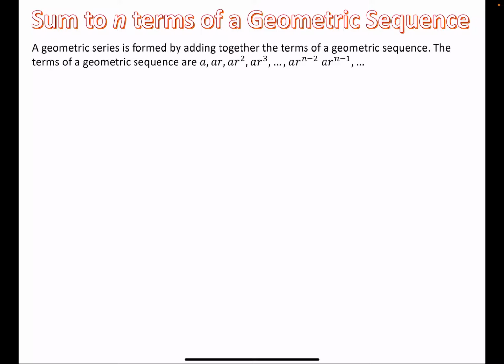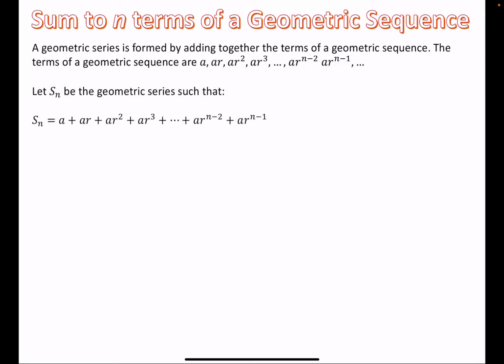So a geometric series is formed by adding together the terms of a geometric sequence. Did I say sequence? Geometric series? Anyway, the terms of a geometric sequence are a, ar, ar squared, and so on and so forth, okay? We're going to let Sn be the geometric series such that Sn equals all of them added together, so all the terms in the series added together. By randomly multiplying everything by r, it's going to lead us on to the formula. So just bear with me here, okay?